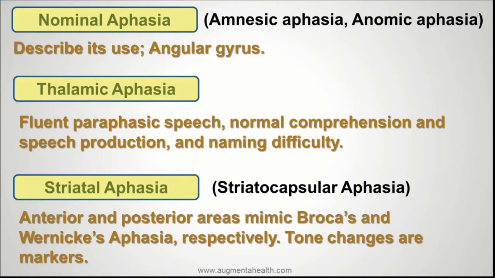Thalamic aphasia basically is a person who has a fluent paraphasic speech where comprehension and speech production are absolutely normal, but they have naming difficulties. That is thalamic aphasia. Striatal aphasia or striatocapsular aphasia is one which depends on whether it's an anterior lesion or a posterior lesion. The anterior lesions typically mimic Broca's aphasia. The posterior lesion of the striatocapsular area leads to Wernicke's aphasia respectively. The crucial differentiator here is the tone changes, which is the marker for striatal aphasia.